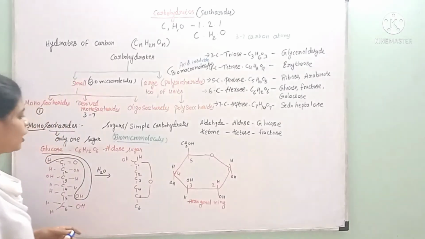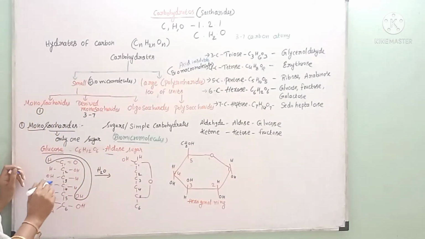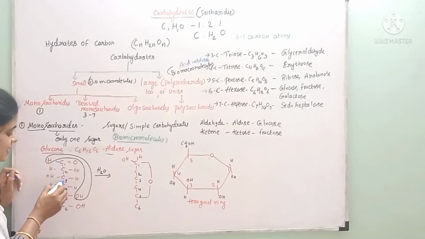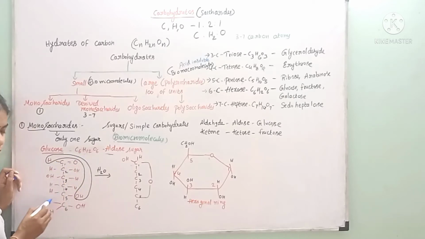C6H12O6. It is an aldose sugar, that means it consists of aldehyde. And if you see the structure of glucose, this is the open chain structure of the glucose. It consists of 6 carbon atoms. How many hydrogens? 12 hydrogens and 6 oxygens are present. And its functional group is the aldehyde group.